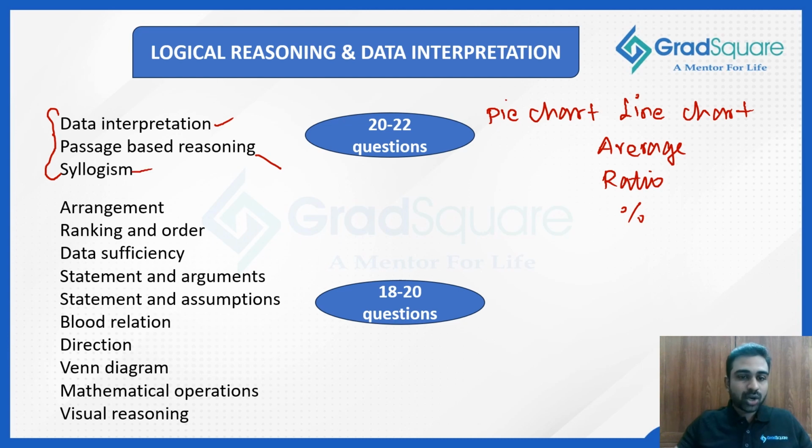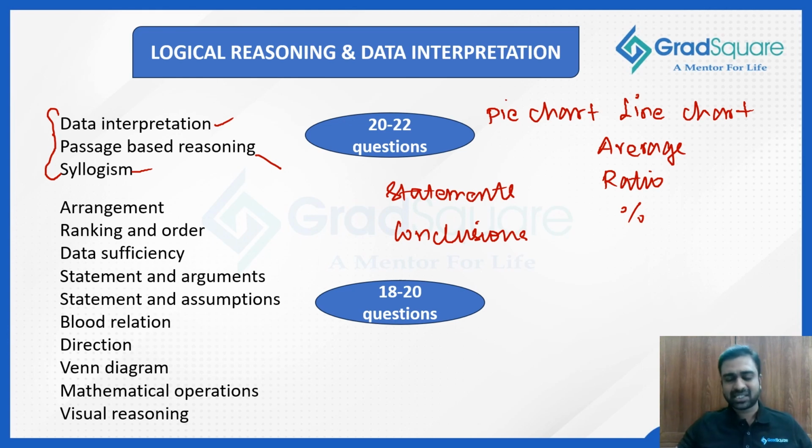And in syllogism, we have statements and conclusions. 3 to 4 statements will be given, followed by 3 to 4 conclusions, and we have to identify which conclusion can be logically deduced from the given statements. Some of the statements may differ from commonly known facts, but we should consider them correct and deduce the conclusions. We have to check whether the conclusions follow logically or not.